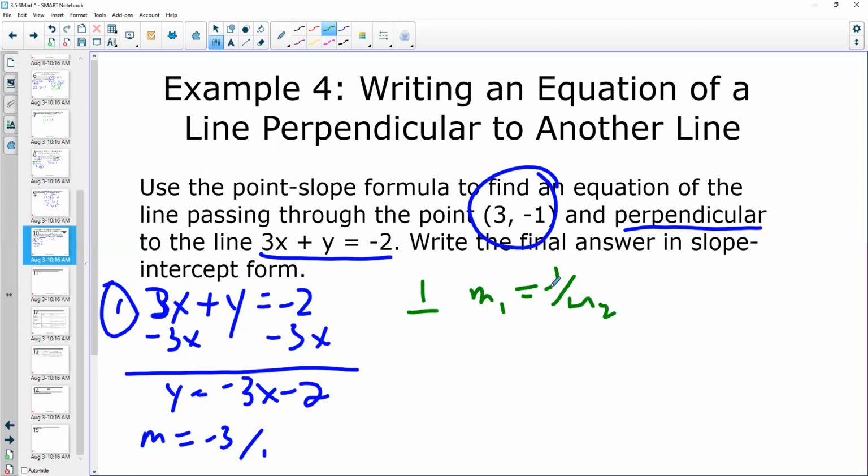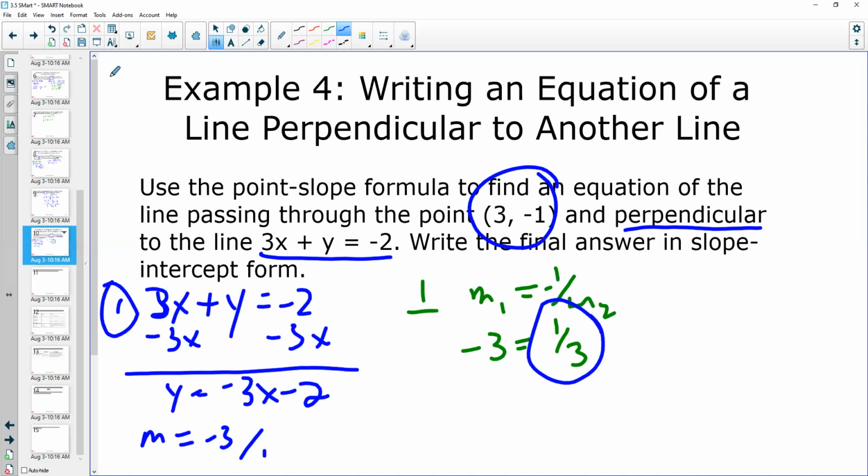So I have to take that negative 3. If the first one is negative 3, I have to flip it over and change the sign. So it's going to be 1/3. It's already negative, so it's going to be positive. So the slope of my line is going to be 1/3. Now I can write my equation.